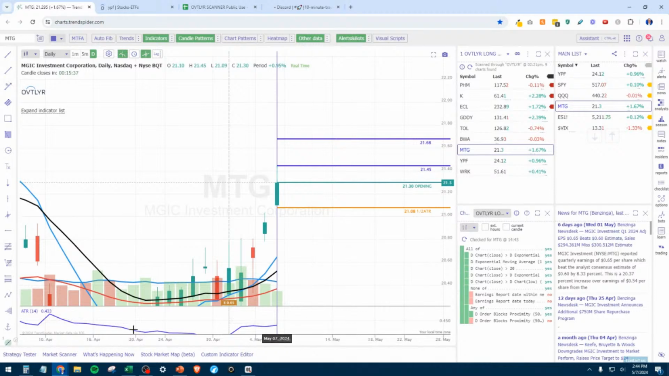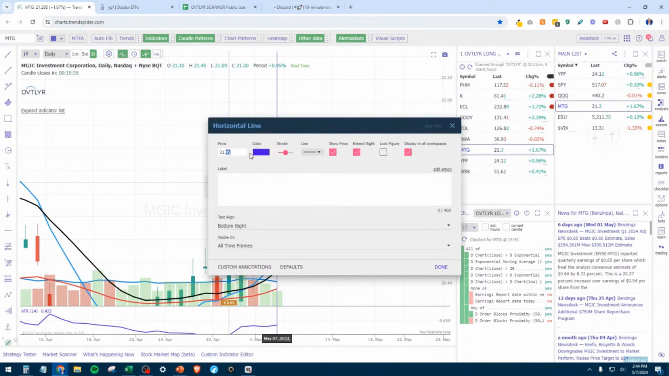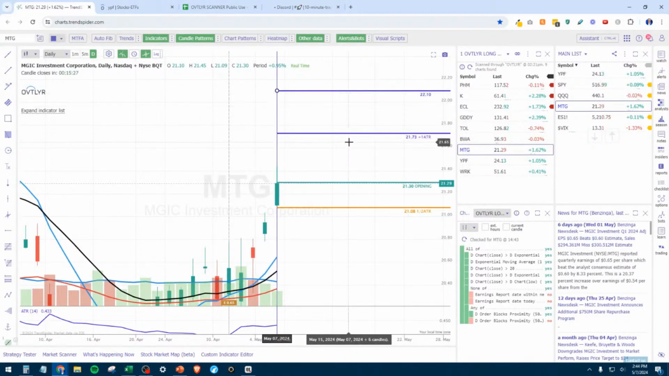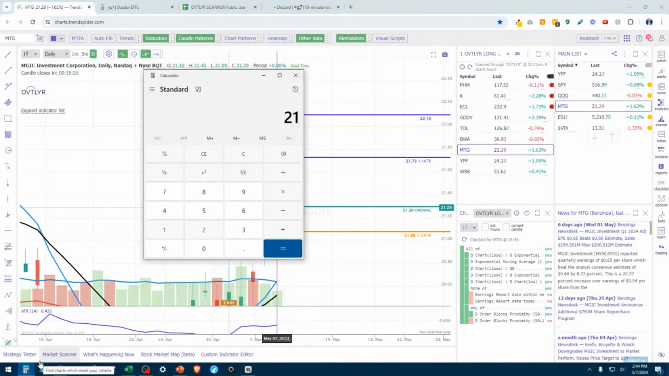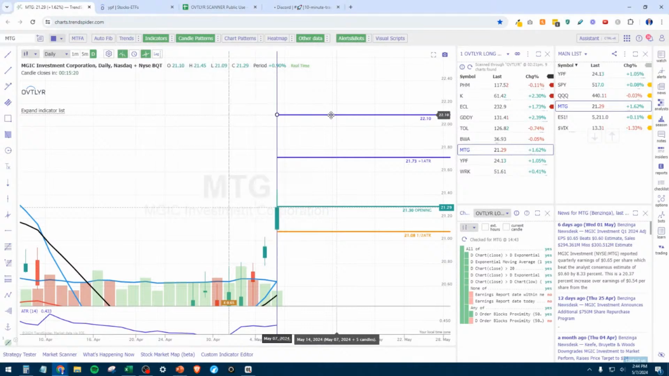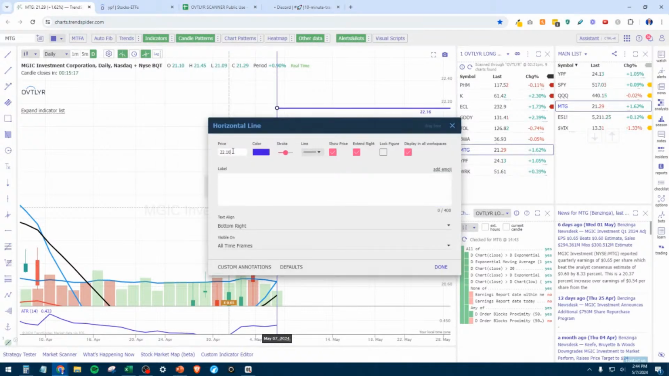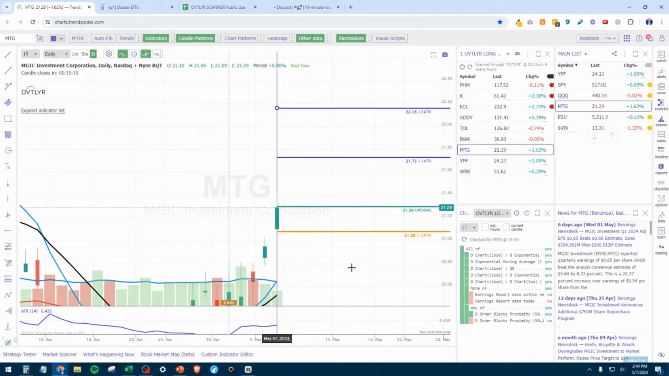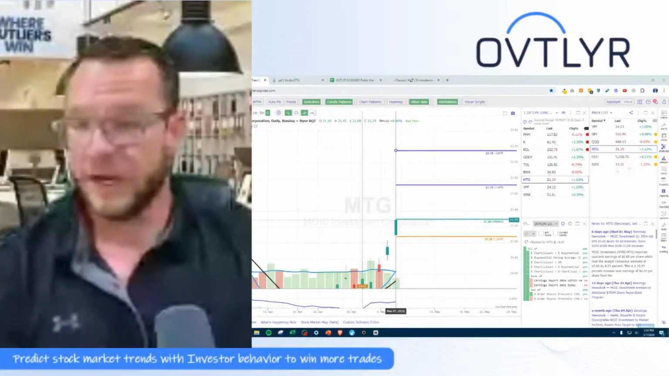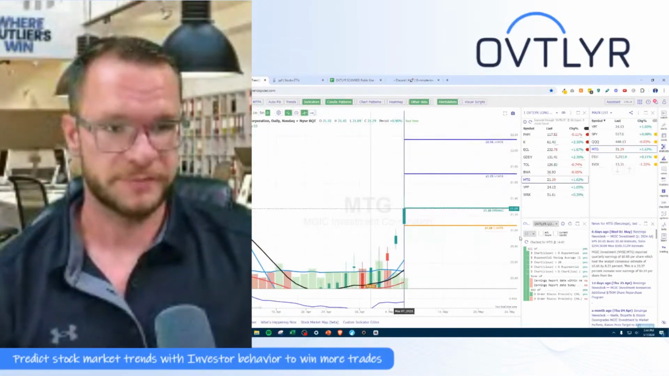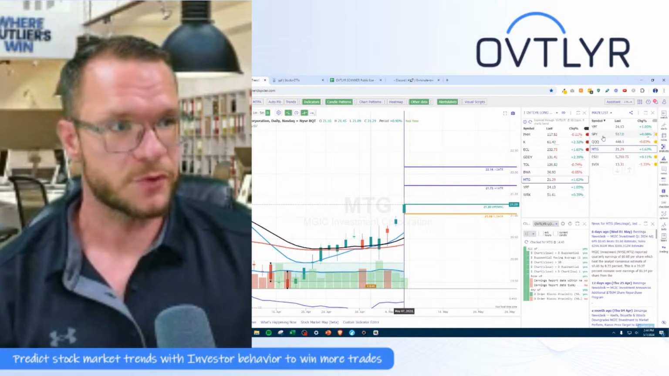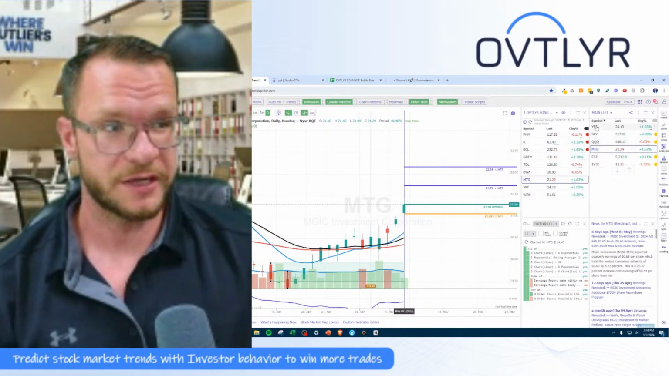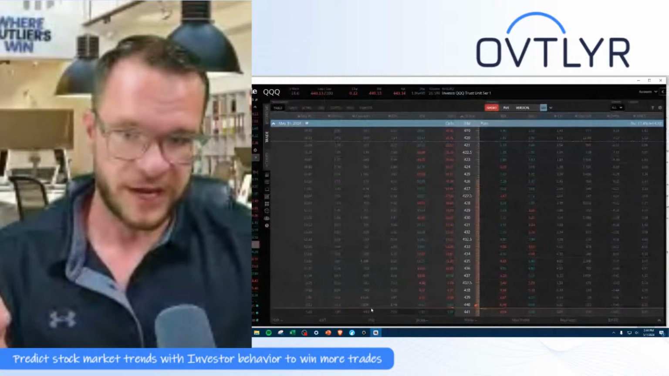Then 43 cents above the entry is 21.73, and then another 43 cents is 22.16. So that is the plan. I know exactly what I'm going to do, no matter what. That's why we make our plan ahead of time, so we're not getting into QS, we're not getting into YPF. Let's go back to GDiddy.